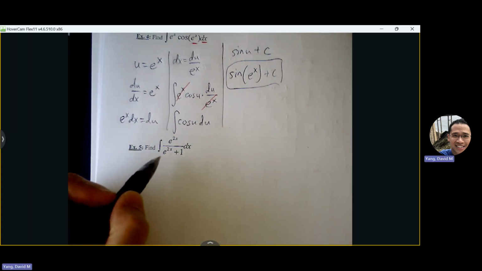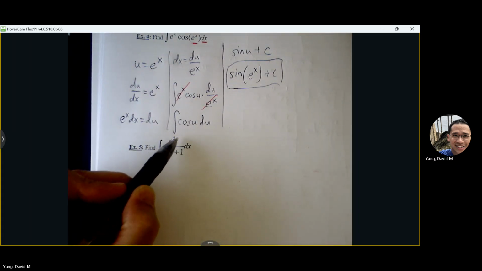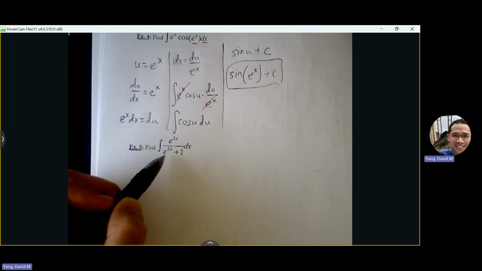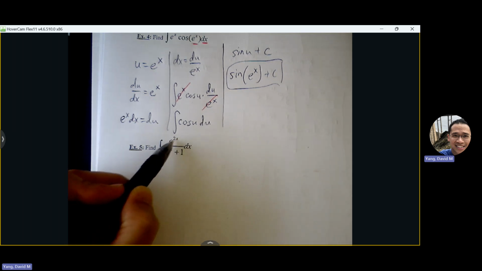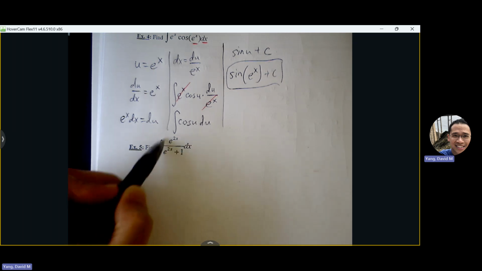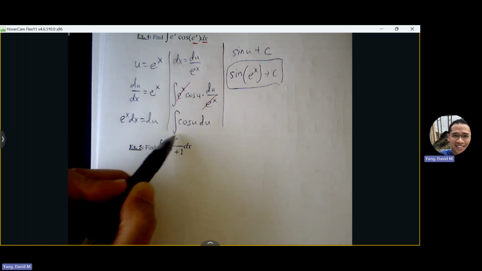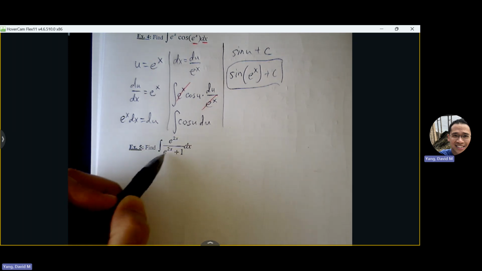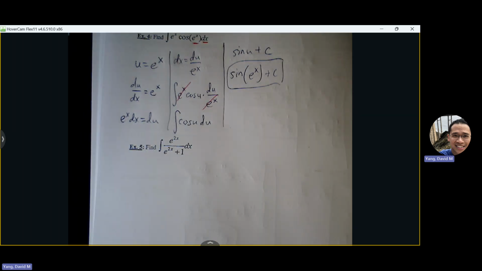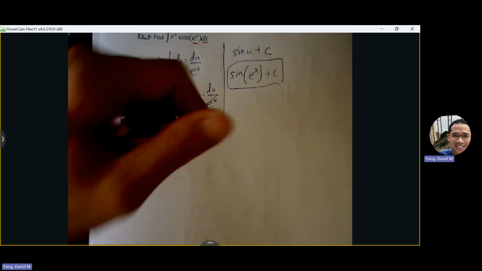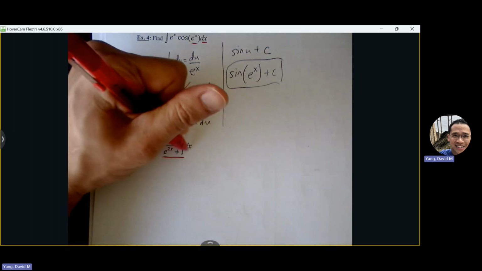All right, number 5. You may be thinking that the 2x could be the u value, but that may be a little bit too small because then you're left with e to the u over e to the u plus 1. And we don't have a rule that has that complexity in terms of e to the u over e to the u plus 1. So we want the u value to be an even larger part of the problem. And what if we target the entire denominator?